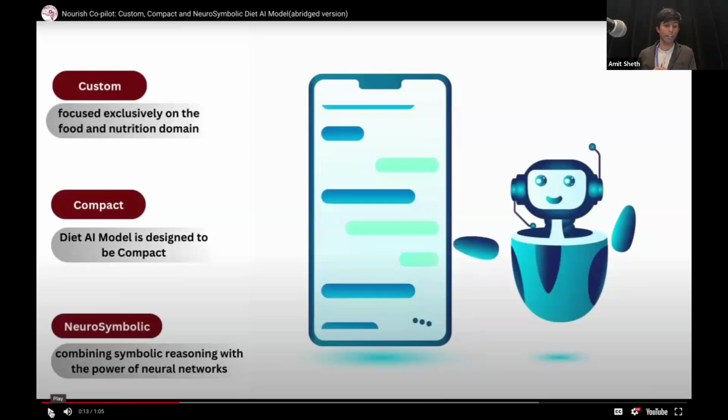Okay, so I'll narrate over it because the sound is not coming. So this is another copilot called Nourish, and it has to do with nutrition assistance, right? So nutrition decision support specifically for diet management. The customized aspect of this is we focus exclusively on the nutrition domain. You don't need to consume all the data on the internet to handle just this specific issue.